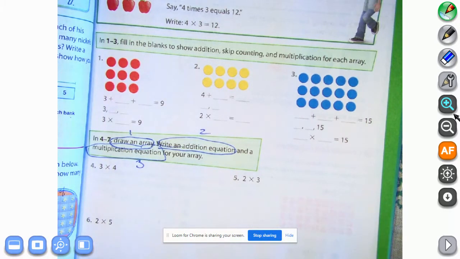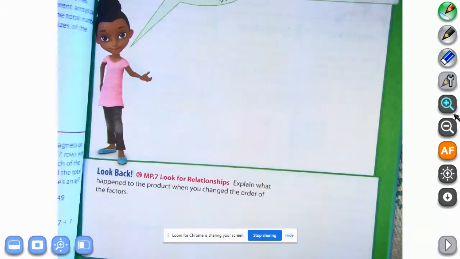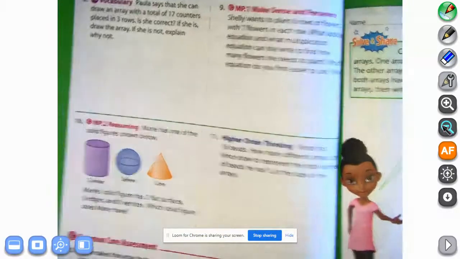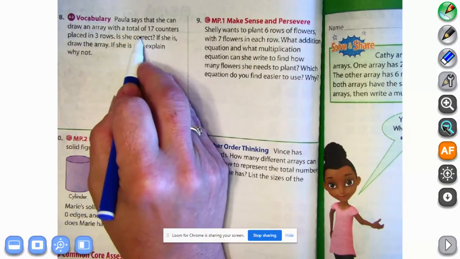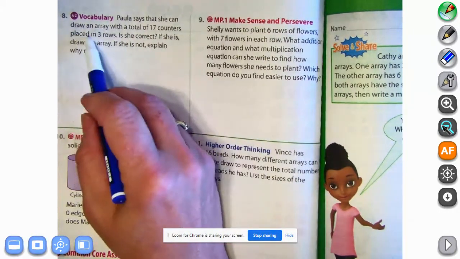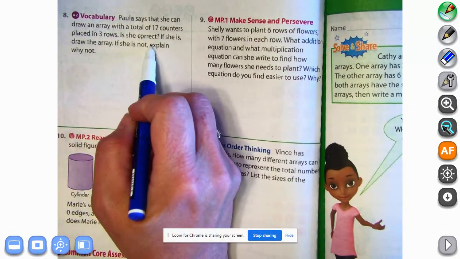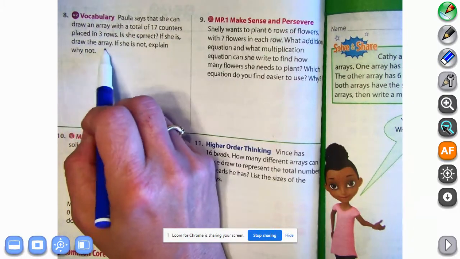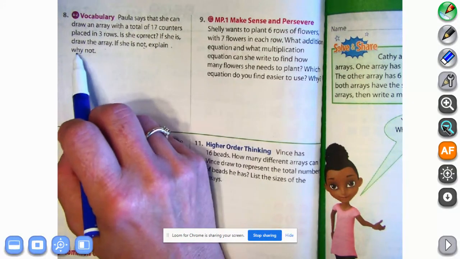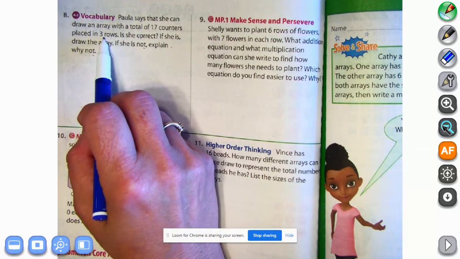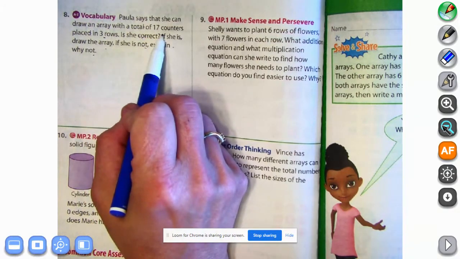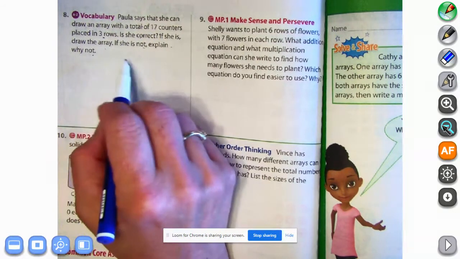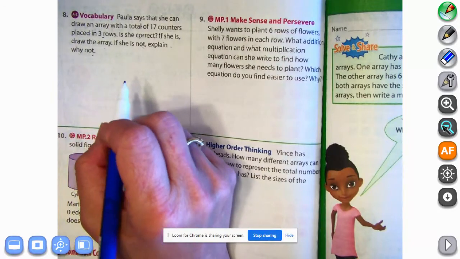All right, numbers, excuse me. Let me go back to this next page. Number 24 on the next page. Number 8 says, Paula says that she can draw an array with a total of 17 counters placed in 3 rows. Is she correct? If she is, draw the array. If she is not, explain why she is not. 3 rows of what equals 17? Can she do that? Yes or no?